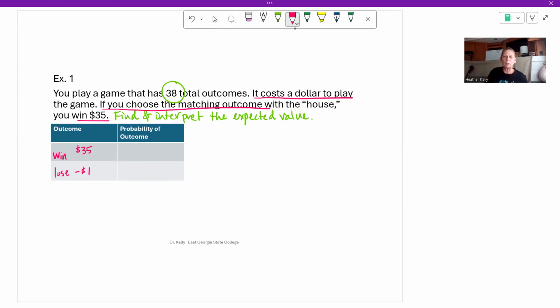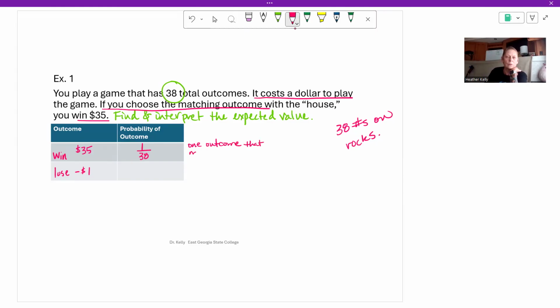All right. So what is the probability of the outcome? Let's just make a supposition. Say that we have 38 numbers on rocks, and they're all in a bag. What is the probability that you will pick the same one that the house picked? Well, there's only one outcome that's going to match out of those 38 outcomes.